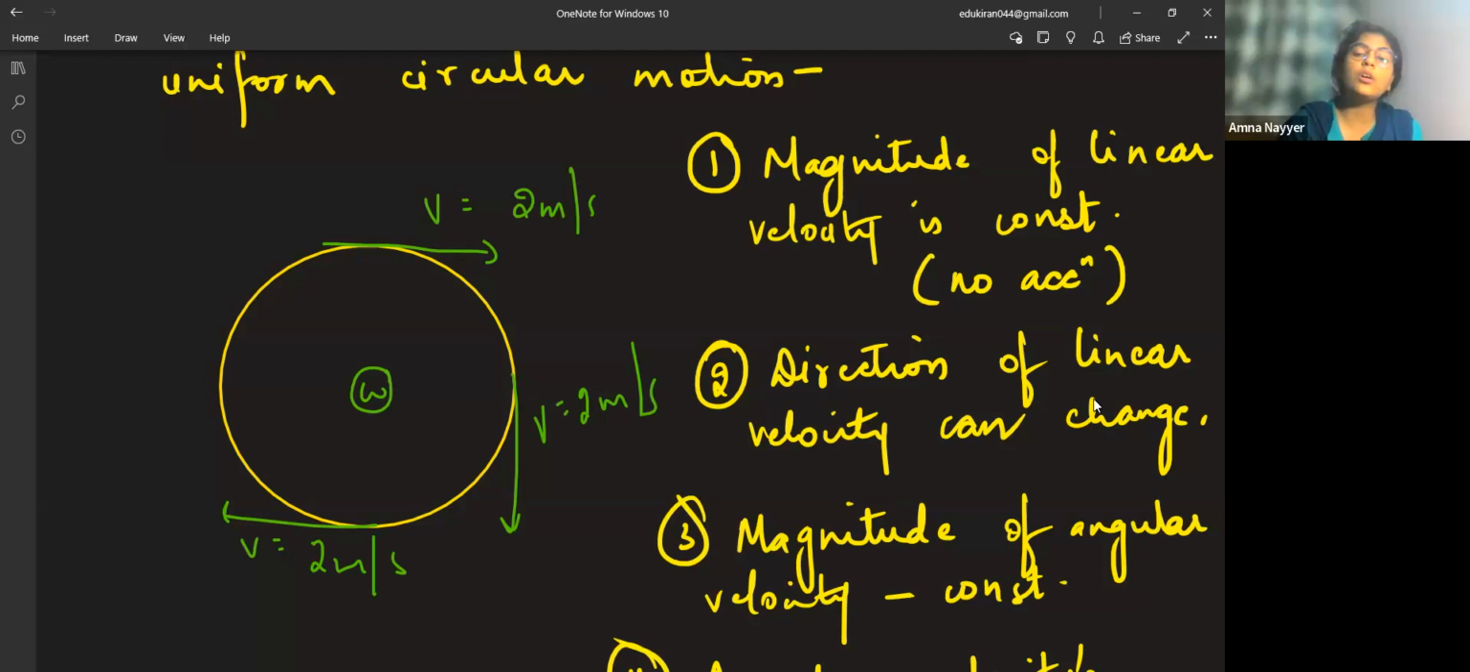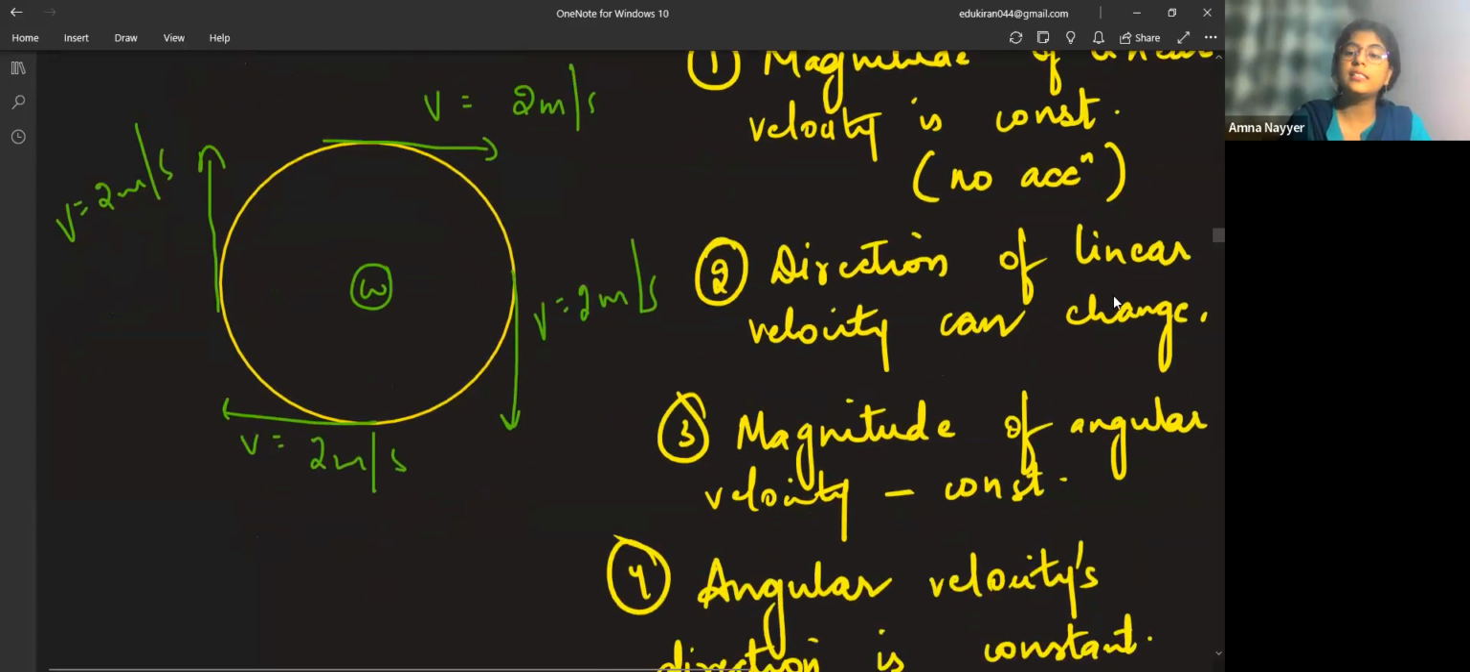All right. Now, the magnitude of linear velocity is constant. The direction of linear velocity can change. See, direction is changing. Here it was pointing towards the right, here it's pointing downwards, here leftwards, here again it is pointing upwards. So direction is changing, but magnitude is remaining the same. This is regarding the linear velocity.